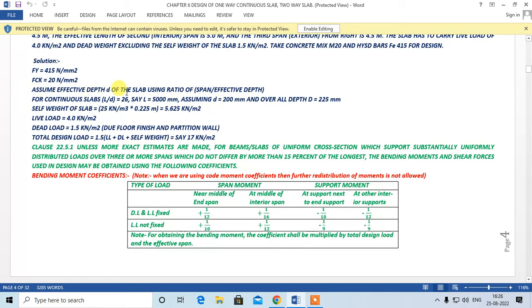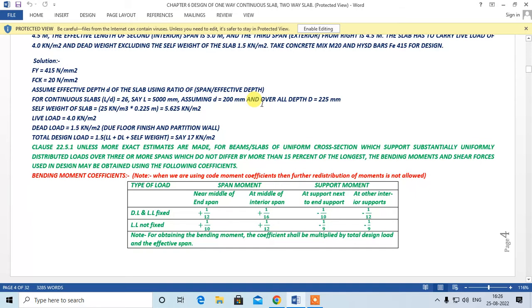Assume the effective depth D of the slab using the ratio span by effective depth for continuous beam as 26. So we will take into consideration the longest span, say 5 meters. So L is equal to 5 meters. I am starting with the assumption effective depth is equal to 200 mm. And I am assuming that I am going to use 10 mm dia bar as my main steel.